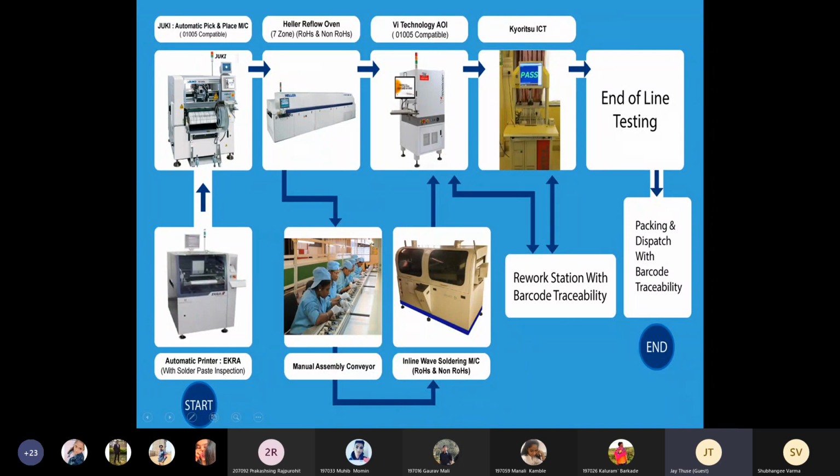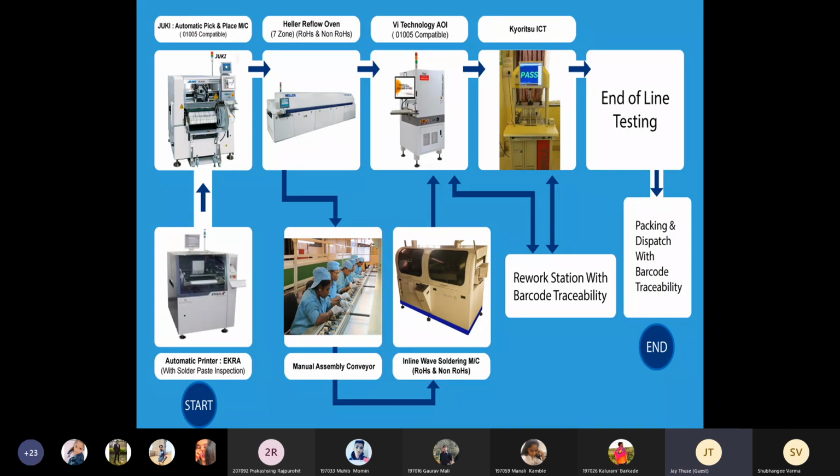the Kyoritsu ICT machine. Basically, as I was explaining, once the assembly is done, there is a particular inspection that needs to be done. That can be a manual inspection, where you take a PCB and observe it under a magnifying lens to see whether all the components have been placed correctly, and that is one way. But that doesn't really work every time. So you need a machine-based approach, and the AOI basically serves that purpose.